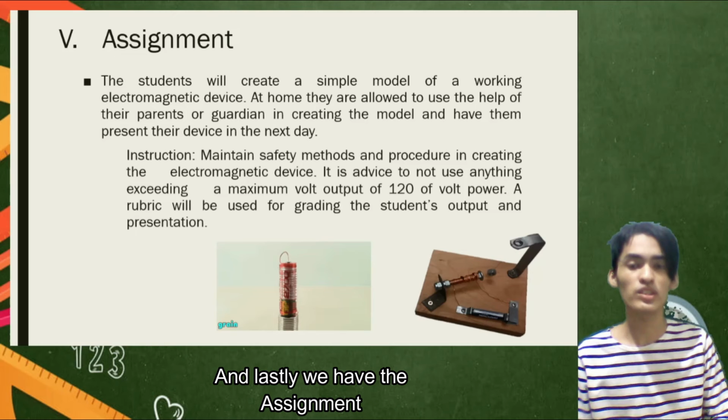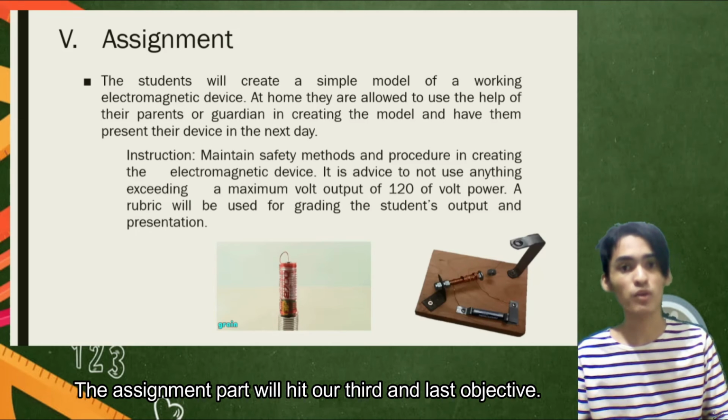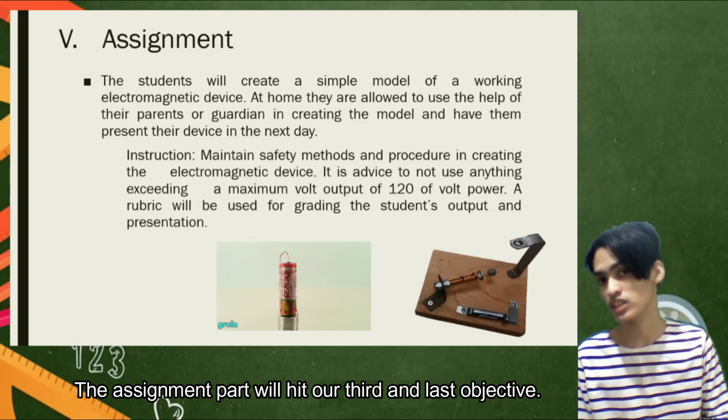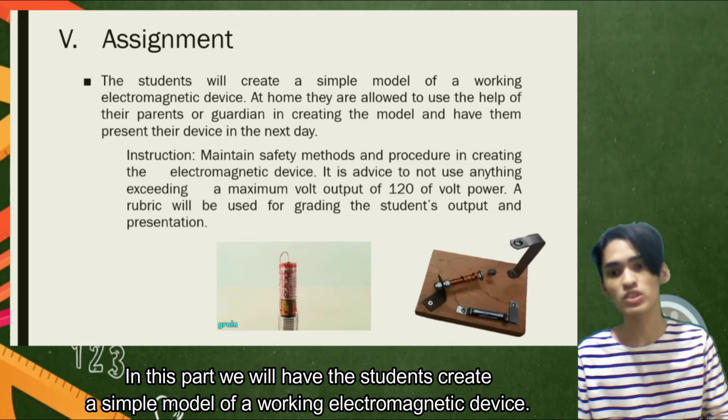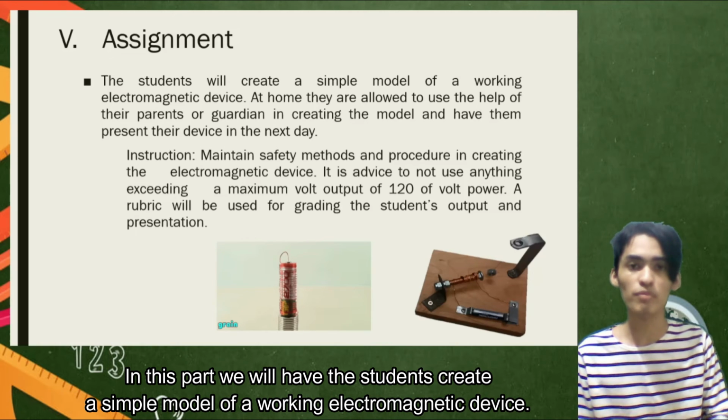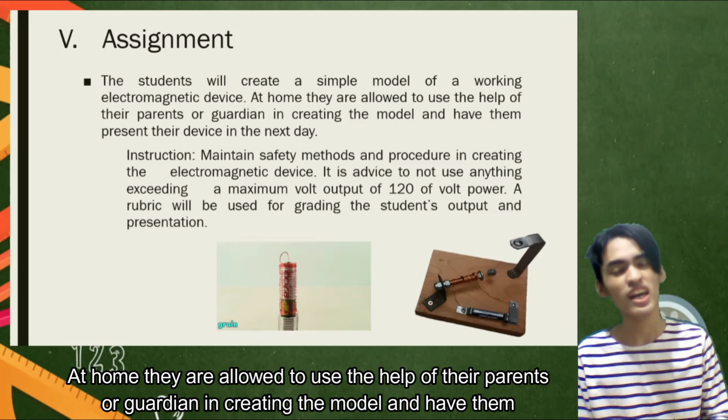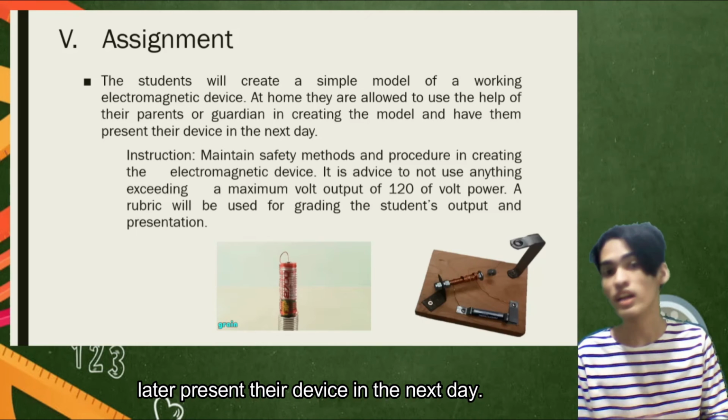And lastly, we have the assignment. The assignment part will hit our third and last objective. In this part, we will have the students create a simple model of a working electromagnetic device. At home, they are allowed to use the help of their parents or guardians in creating the model and have them later present their device the next day.